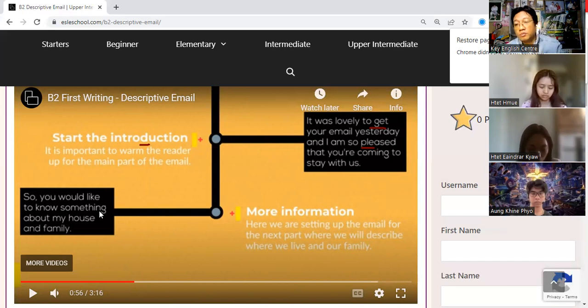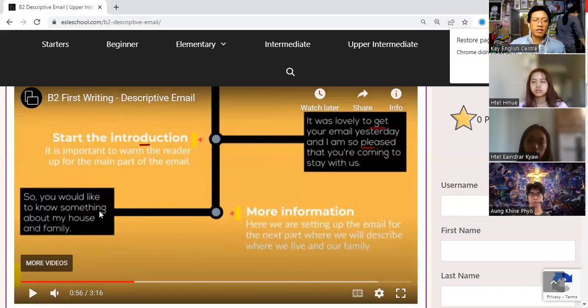What does he want to do? What is he asking? Do you remember the question? What is he asking about? He is coming to visit us. Okay, he wants to know about your family and house, and where he can stay. Can he stay in your house or not? Yeah, that's right. Would you like to know something about my house and family?